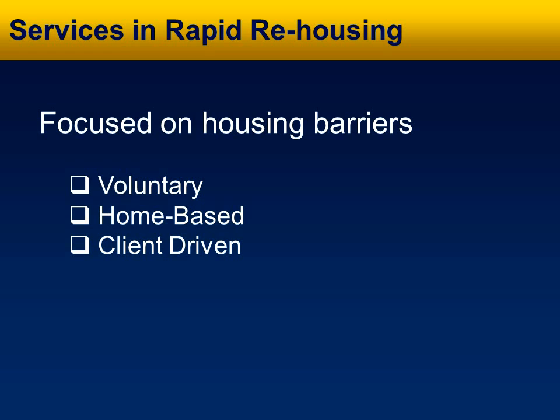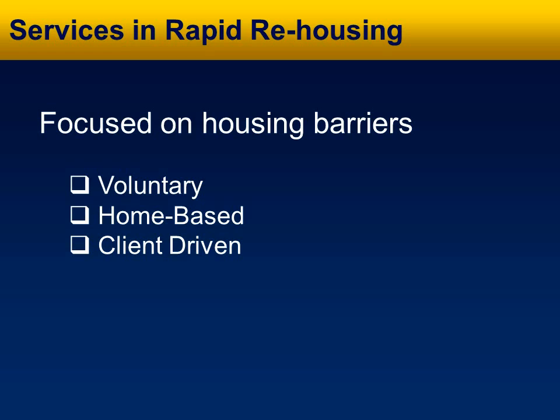First, services are voluntary. Often programs have required that households participate in a variety of mandatory program services. In rapid rehousing, service participation is voluntary. The services that are available to households in housing should look the same as the services that can be accessed when in emergency or transitional housing programs. However, the difference is that those services are offered to the household in their own home environment, and their participation in those services is voluntary.